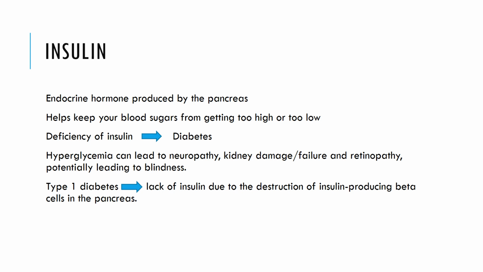Insulin is an endocrine hormone produced by the pancreas. It helps keep your blood sugars from getting too high, known as hyperglycemia, and from getting too low, hypoglycemia. Diabetes is caused by a deficiency of insulin or by the body not responding to the insulin being made. Insulin is vital for keeping blood sugar levels on track, as hyperglycemia can lead to neuropathy, kidney failure, and retinopathy, which can lead to blindness.